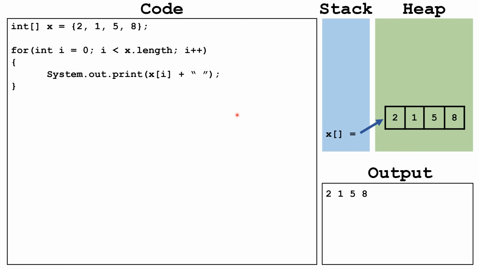Another modification we could make to this code is instead of printing out the data, we could modify the data. So here we're taking the data inside x index I, multiplying it by 2, and taking the product and returning it back into x index I. So if we ran this code, it would go through the array and double the data inside each index.